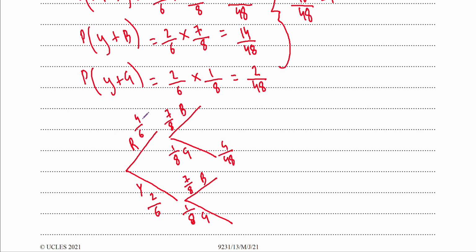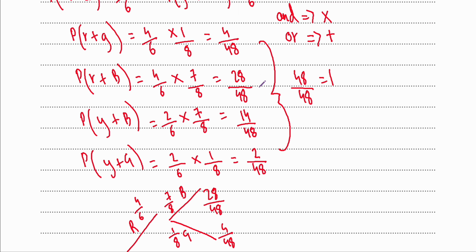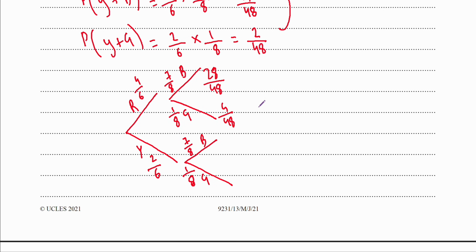And then red and blue would be, again, 4 times 7 divided by 6 times 8. So that's, again, 28 over 48. This is what we've already done up here. 28, 4. And then here, let's just finish the tree diagram.